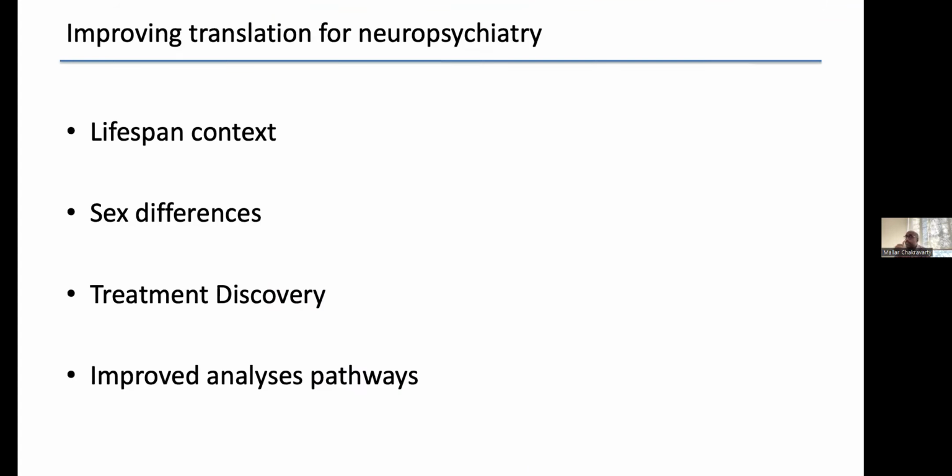Keeping with the title of my talk, Improving Translational Neuropsychiatry, I think we do that in a lot of different ways. I'm going to spend a lot of time on lifespan context, and on what most people call sex differences, although it's arguably sex-specific research. Then a bit of a nod to what Stephanie will be talking about, which is using MRI and small animal imaging for treatment discovery, and a little of what Gabe will be talking about, which forms a big chunk of his PhD: improved analysis pathways and standardization of analysis pathways moving forward. So the lifespan context is where we're going to start.